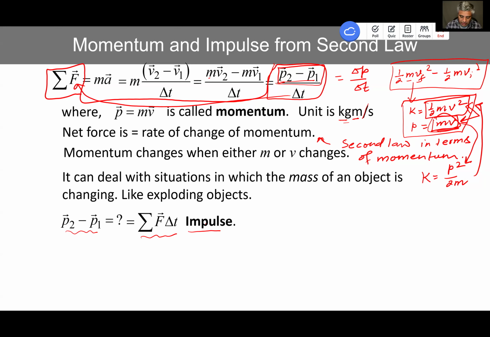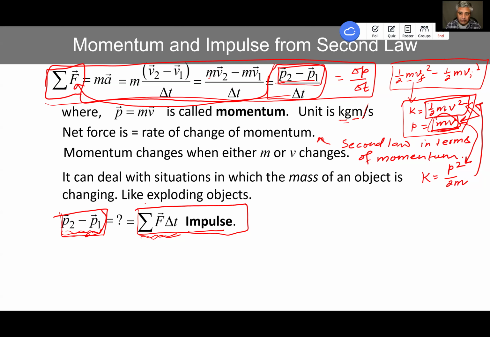And it turns out the impulse is equal to change in momentum. So what's the definition of impulse? Change in momentum is not the definition of impulse. The definition of impulse is this product of force and time interval. But that happens to be equal to the change in momentum according to Newton's second law. So let's keep that in mind.